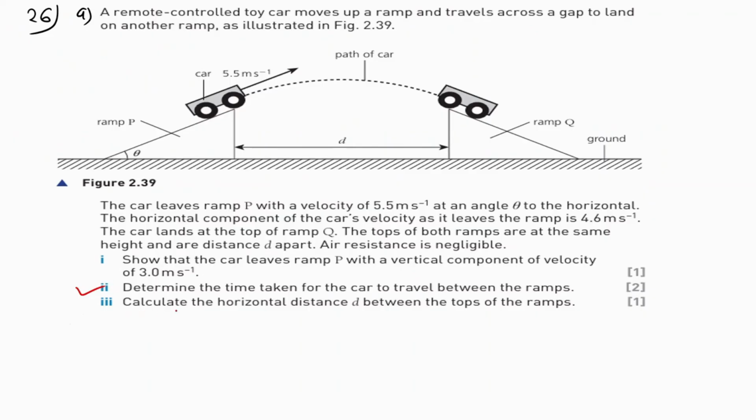Question number three says, calculate the horizontal distance d between the tops of the ramps. Now we can find d, because we know the time required to go from this point to this point. I hope you are getting which equation we are using.